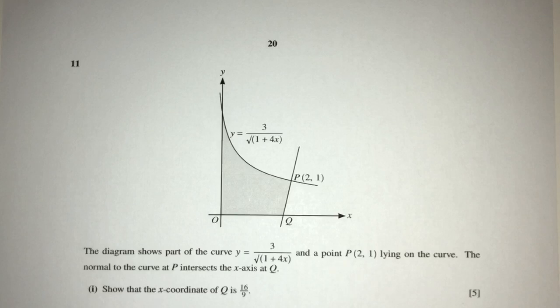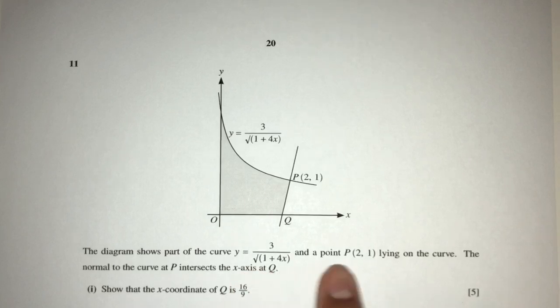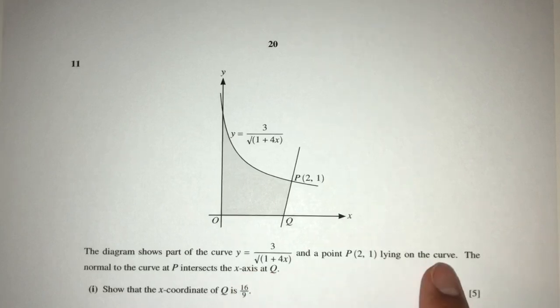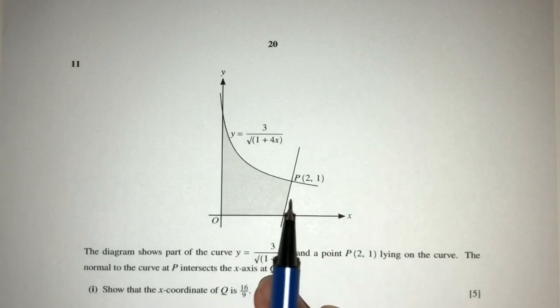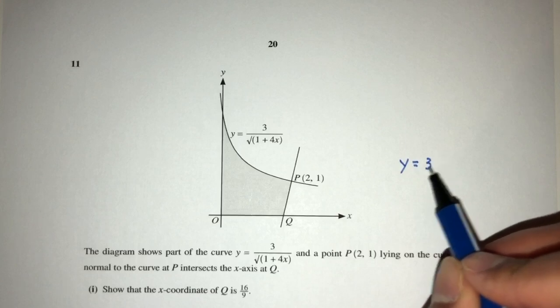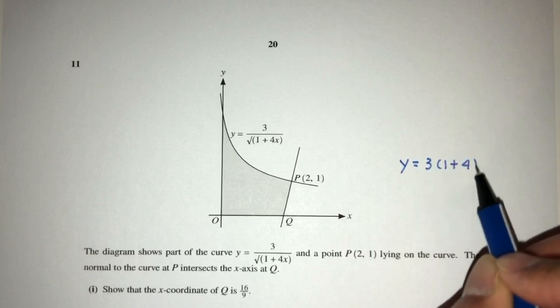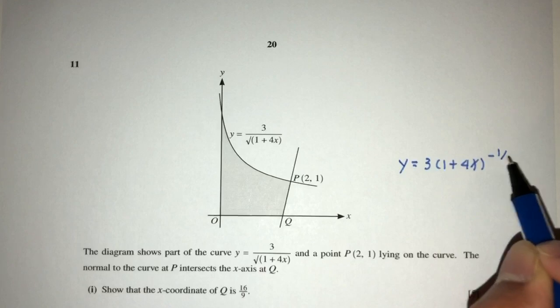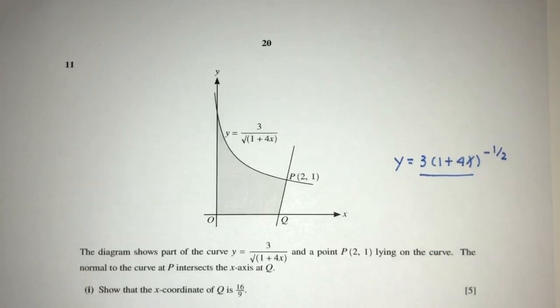The diagram shows part of the curve y equals this and a point P lying on the curve. Okay, now let's see how we can simplify this. For example, y can be 3(1 + 4x)^(-1/2). If that makes sense, we can write it this way as well.